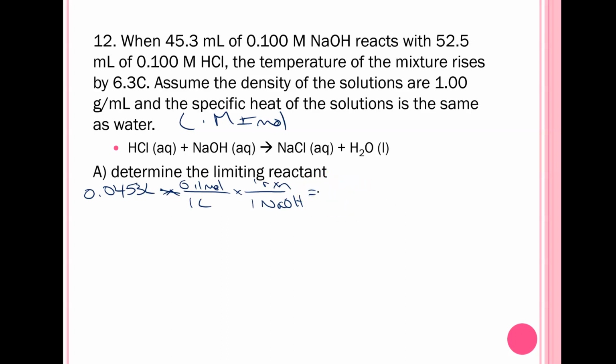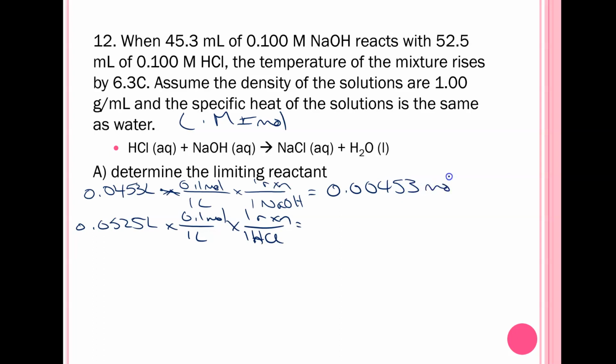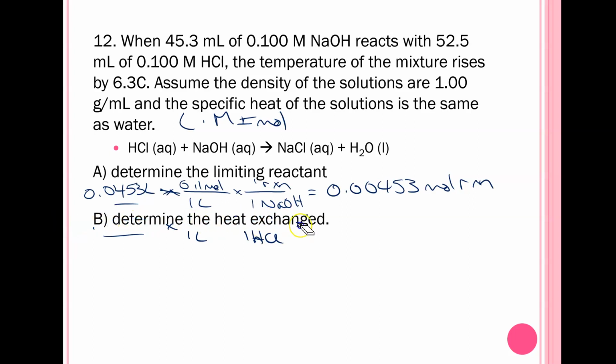If I do the same thing with the HCl, 0.0525 liters, 0.1 moles, 1 liter, 1 reaction, 1 HCl. If I do the math, the NaOH is definitely the limiting reactant. This doesn't even count. It's 1-to-1. It's pretty simple. So that's my limiting reactant. Okay. Next thing, you're going to determine the heat release. So I'm going to erase the HCl because it's not the limiting reactant.